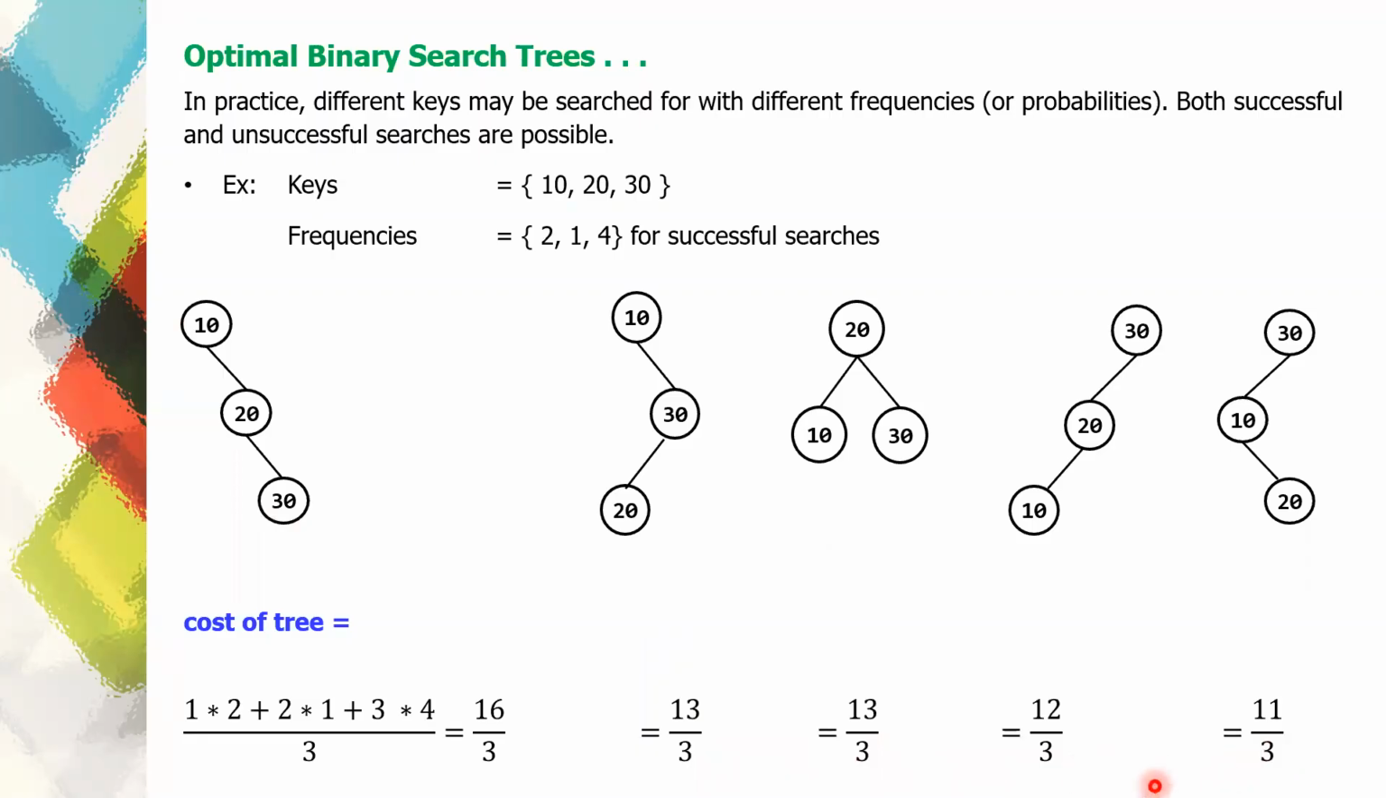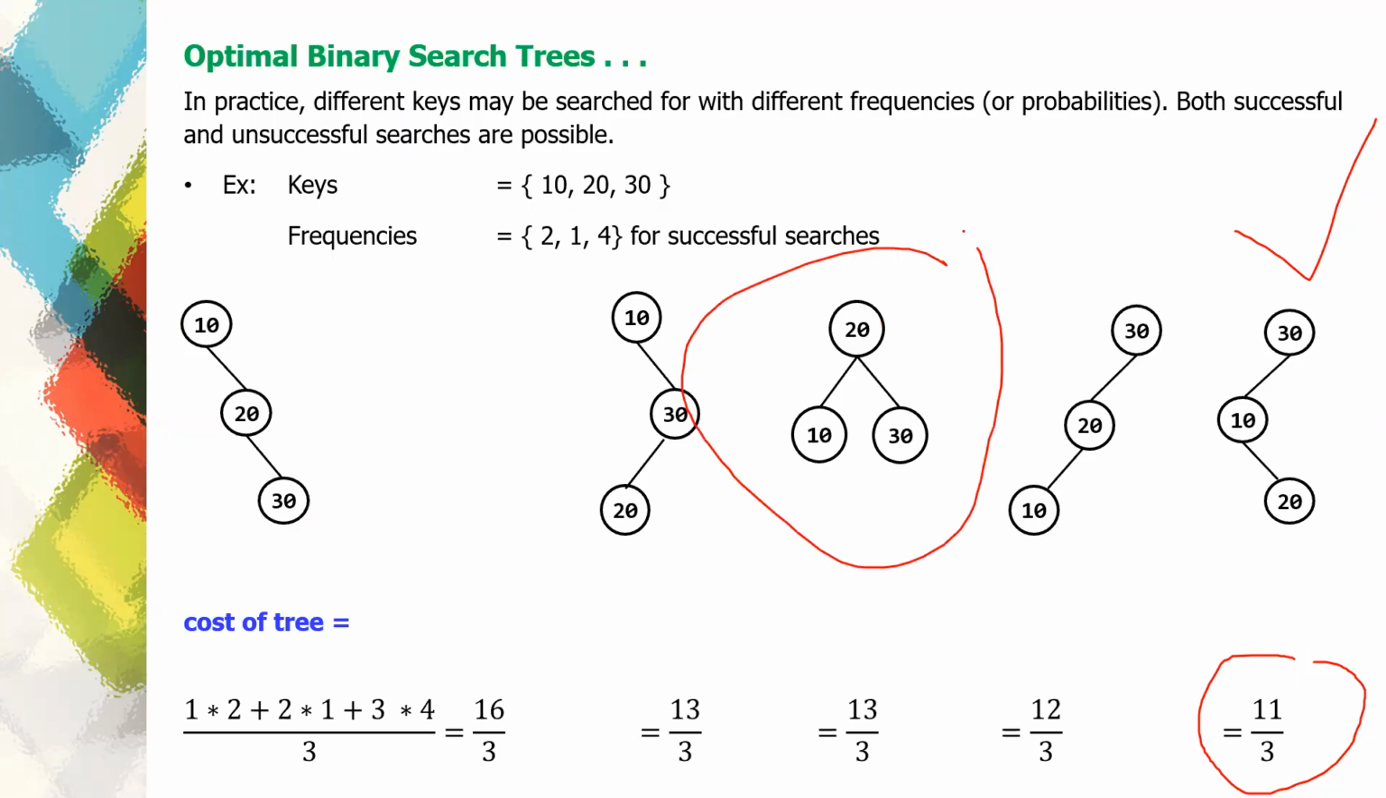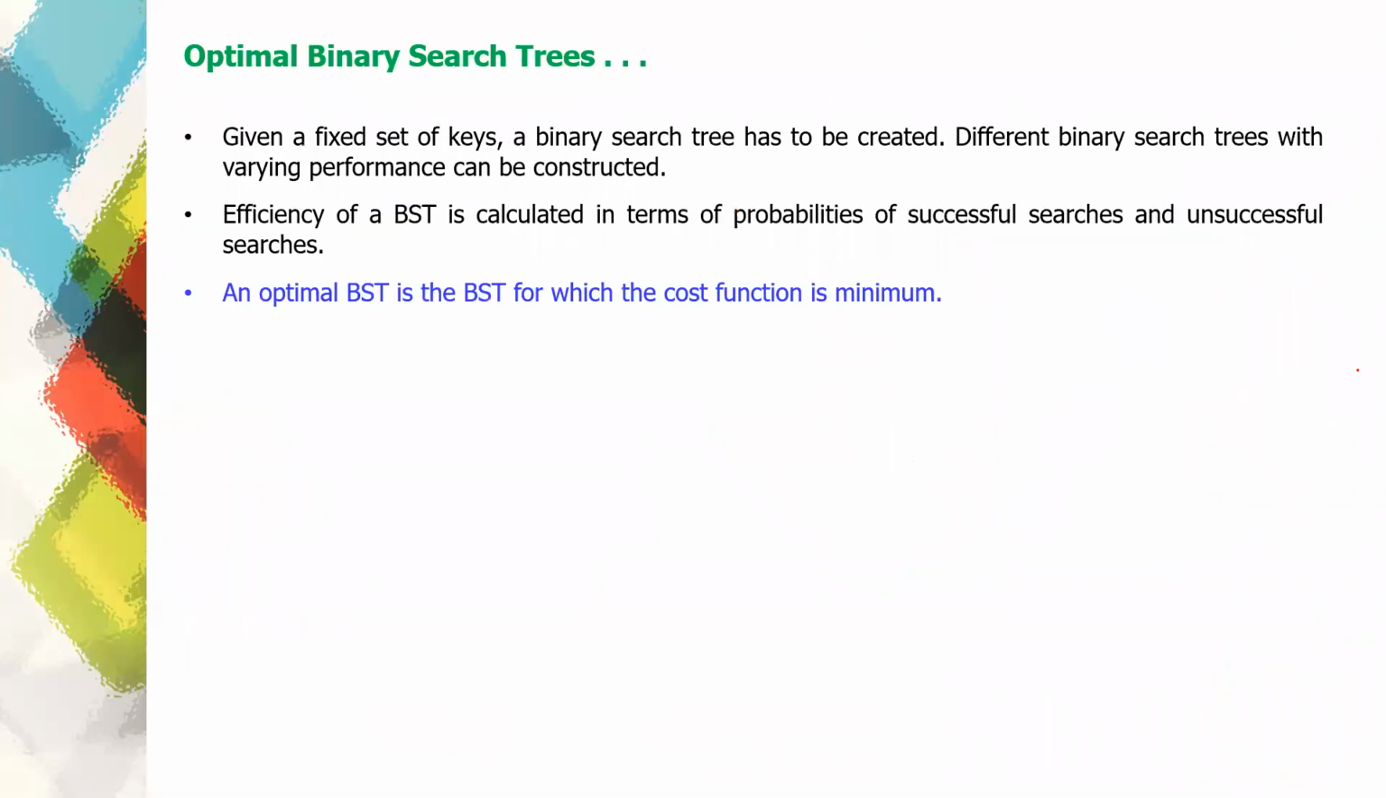Now tell me, which is the optimal binary search tree? This is the optimal binary search tree because its cost is less than the others. So if we are not considering frequencies or probabilities, this was the optimal binary search tree. But if we are considering frequencies for each item, this is the optimal binary search tree.